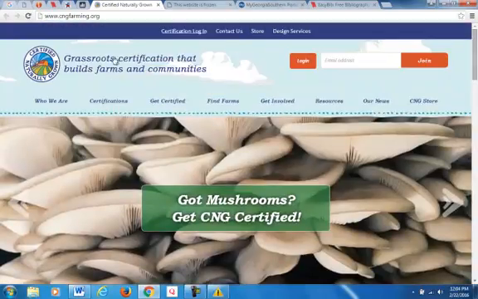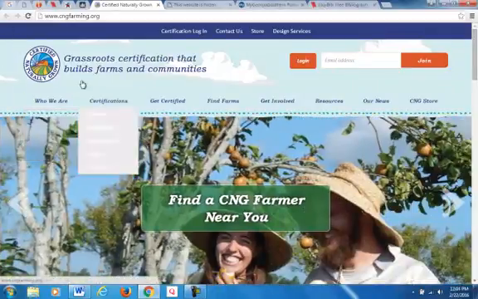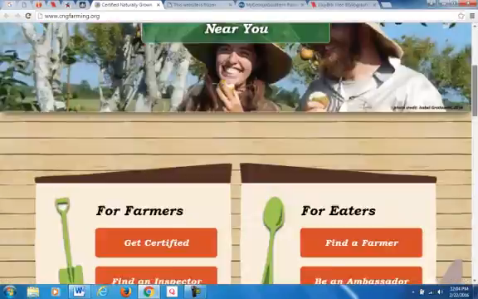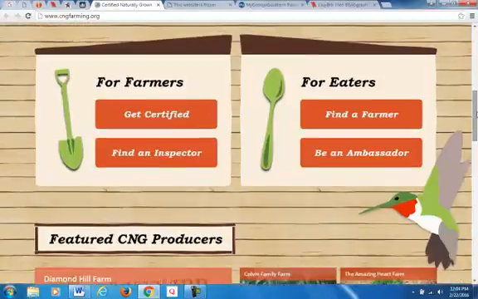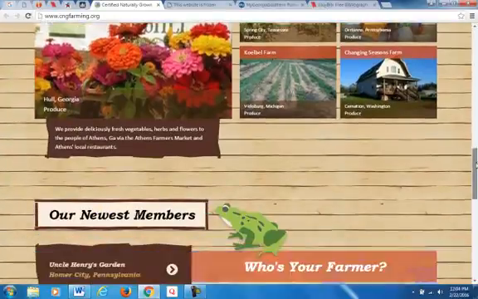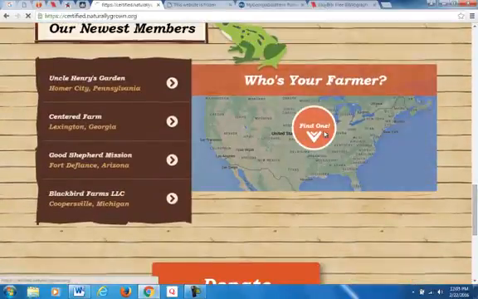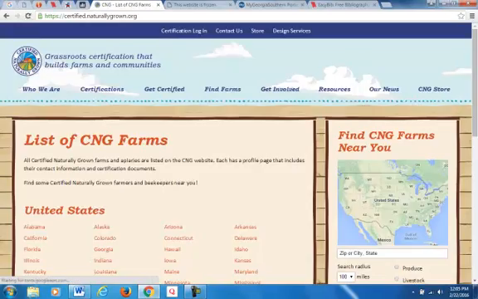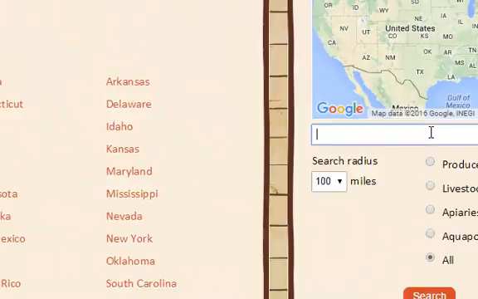And at the center of my research project, I'll definitely use this certified naturally grown website that basically tells you why farmers choose to be certified and how is it that they go about being certified. And this website actually helps you find farms in your zip code that are actually certified. So that'd be good to use.